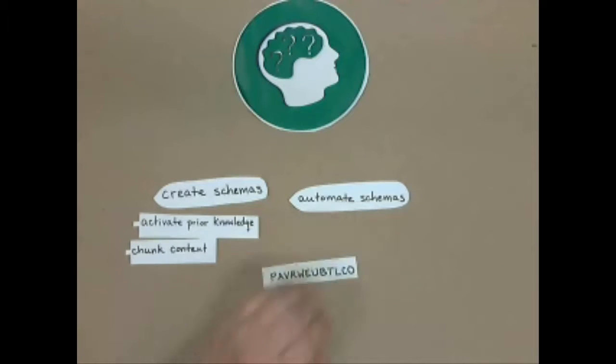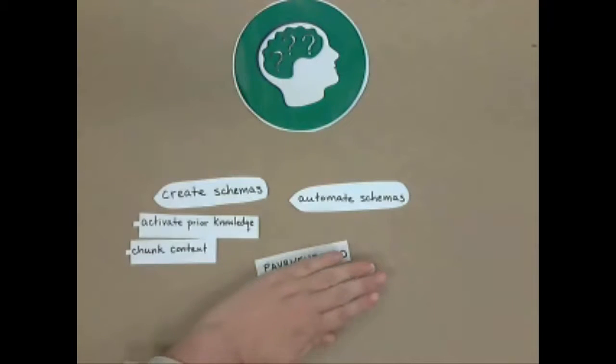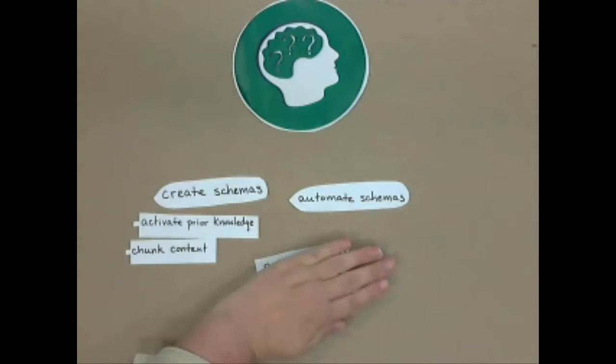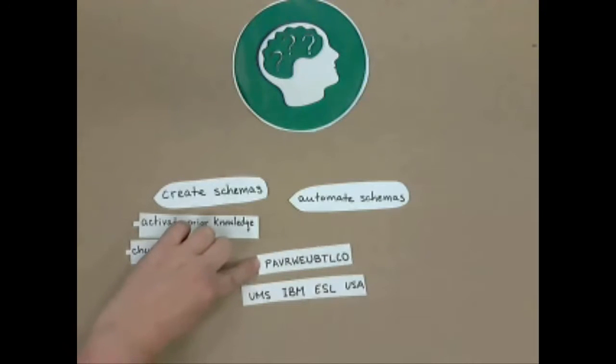How'd you do? Let's try it again, but this time I will activate your prior knowledge and chunk the information. Ready? UMS, IBM, ESL, USA. Now close your eyes and recite them back to me. That was much easier, wasn't it? If you try to recall the first string of letters tomorrow, you probably will have a difficult time. But if I ask you to recall the second set of letters, you will likely remember most of them.